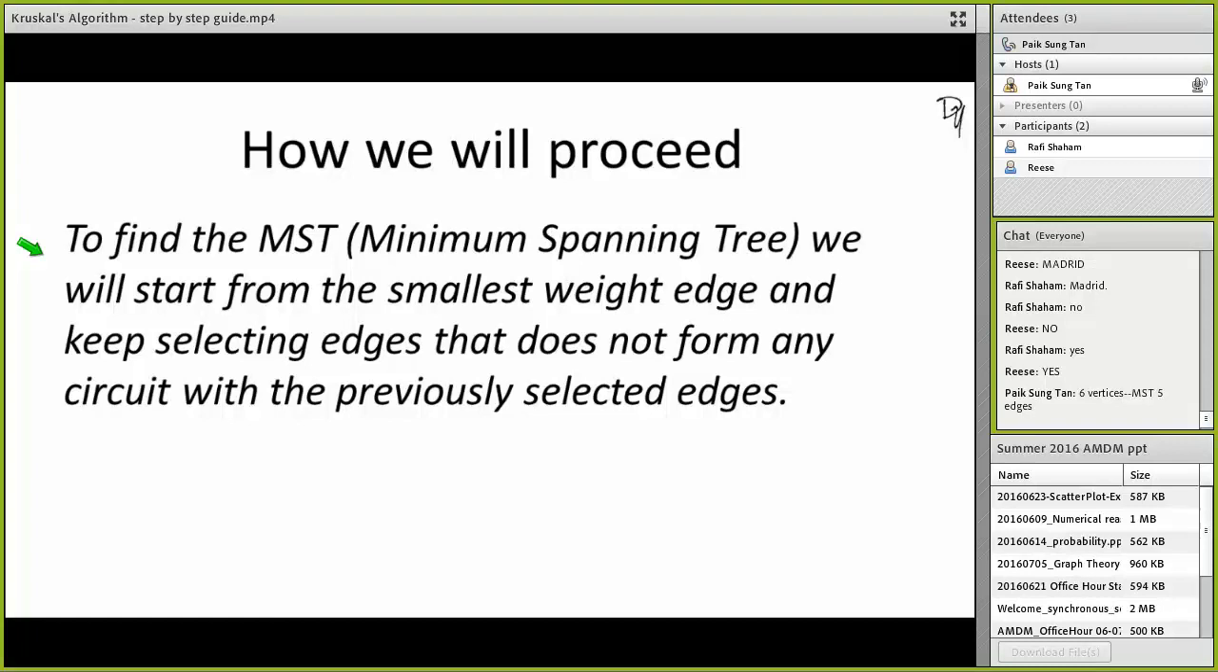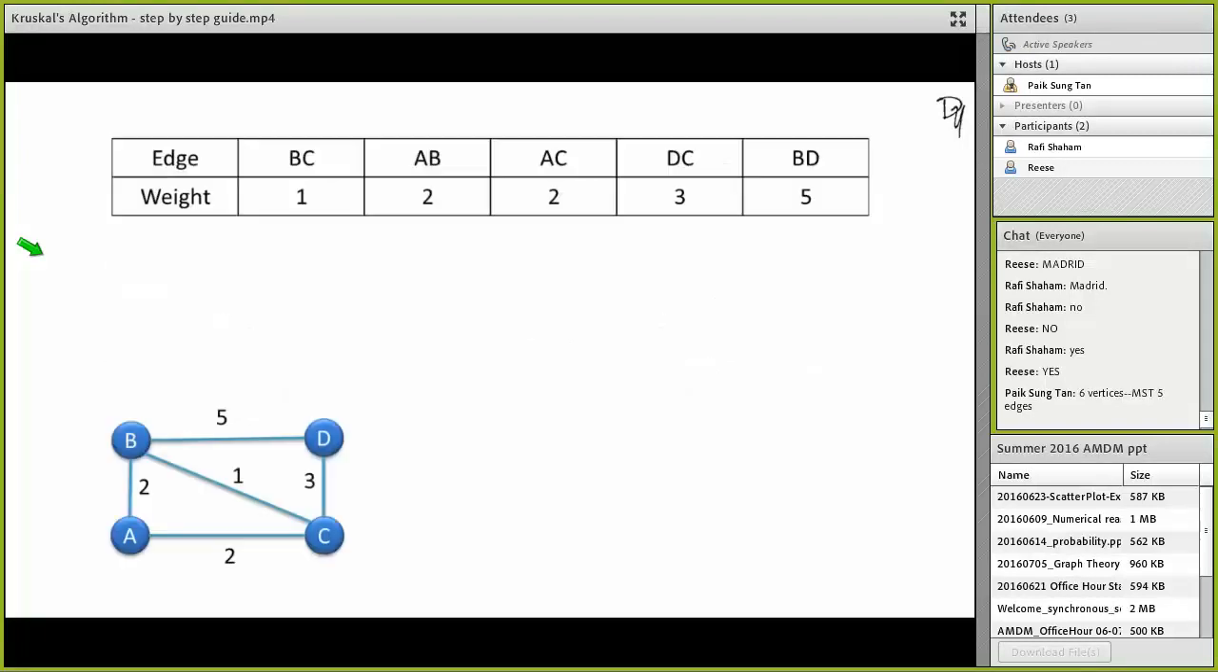So this is basically the algorithm, okay? If you understand it, slowly, to find a minimum spanning tree, we will start from the smallest weight edge and keep selecting edges that do not form any circuit, that don't go back to the starting point with the previously selected edge. So let's see.